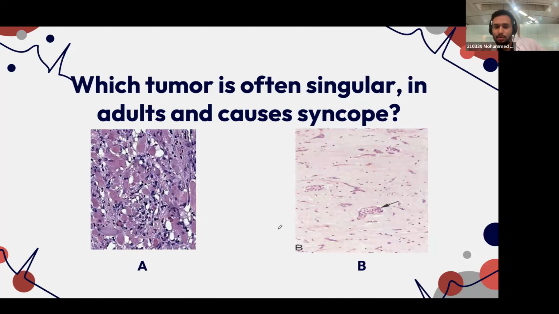So now we're going to go into the cardiac tumors. Can someone tell me which one is often singular in adults and causes syncope? B. What is B? Myxoma. Good, excellent. So B is a myxoma. Now, which cardiac chamber is most likely affected? Left atrium. This is why it will cause syncope.